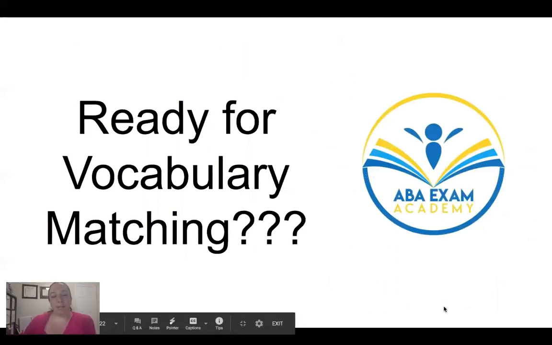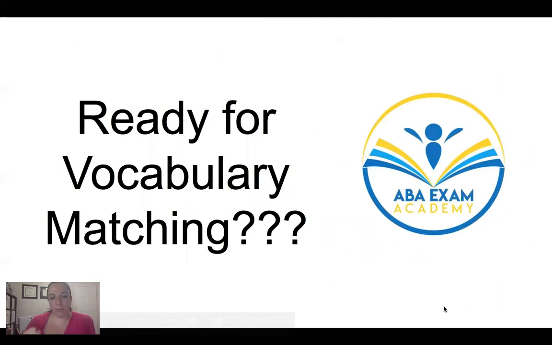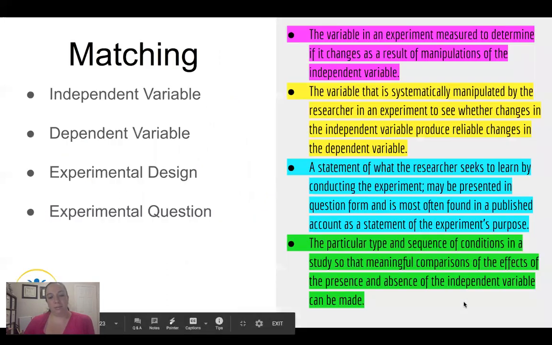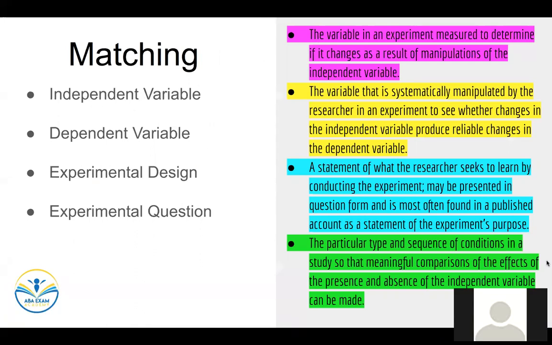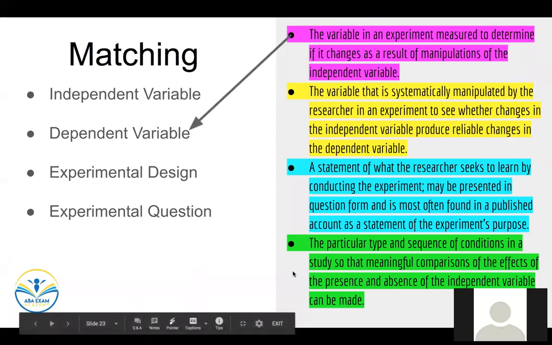All right, ready for vocabulary? You guys know your vocab, right? Strong? Yep. All right, first one, I'm going to read this out, and then we're going to go to the left-hand side. The variable in an experiment measured to determine if it changes as a result of manipulations of the independent variables. What's that? Independent variable. Dependent variable.